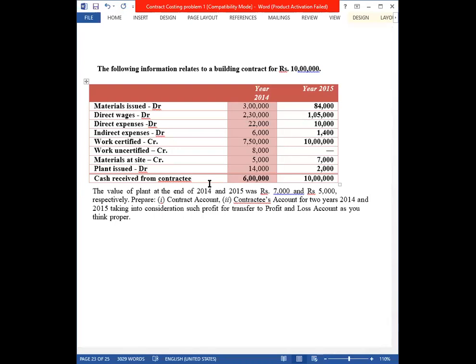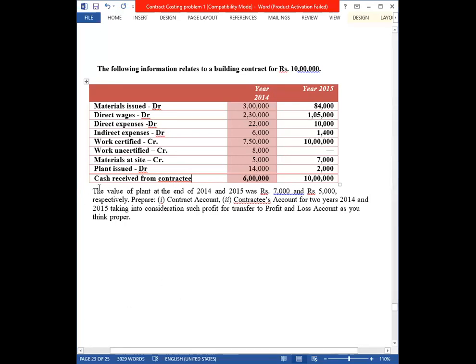If two contracts are given, contract A and contract B, or contract 1 and contract 2, then they will ask you to prepare the contract account and the balance sheet. But generally in a continuous contract, they will not ask you to prepare the balance sheet, but you have to prepare the contractee account as well as the contract account for the number of years. In this problem, 2 years is given, so you have to continue the contract account for 2 years and the contractee account for 2 years.